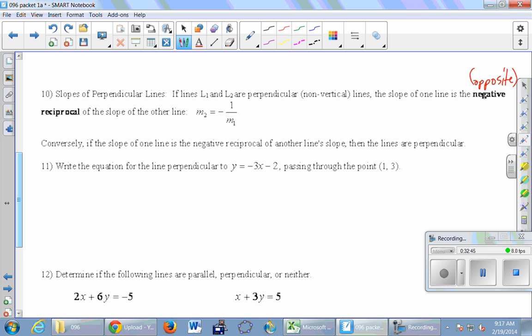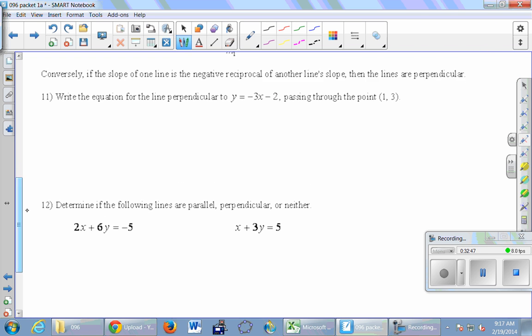So let's see if we can play detective here in 11. Again, another standard test question. Write the equation for the line that's perpendicular to y = -3x - 2 and passes through the point (1, 3). So there's a lot of info there. We have to be able to figure out how to pick and choose the relevant information because not all the info in this problem is relevant.